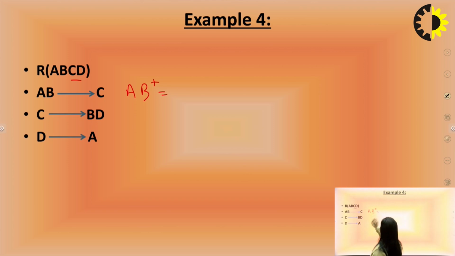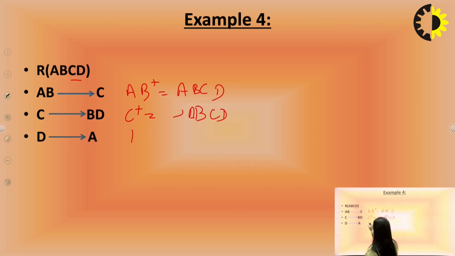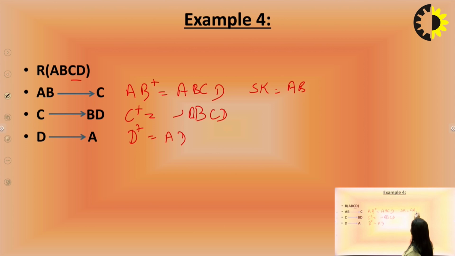Is AB a super key? With the help of A, B, and C, yes, we can find the value of D. Now, closure of C is C, D, and A. Closure of D is A and D. These are the closures of A, B, C and D. So it is clearly seen that with the help of A, B and C, we can fetch all other remaining attributes of the relation R. So AB will be the super key, and AB and C.